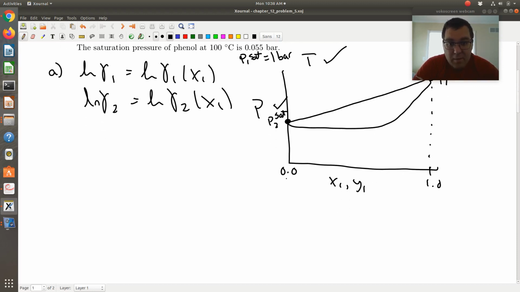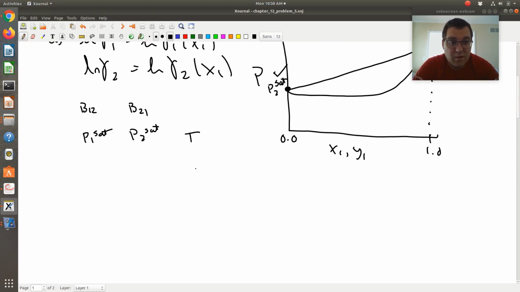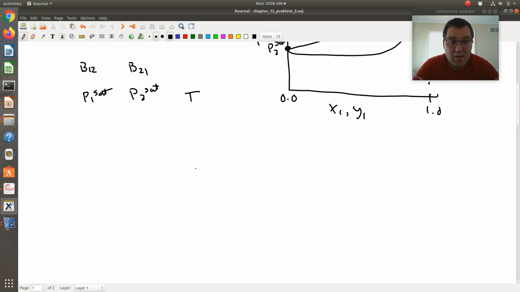Well, I'm going to think about it in terms of Excel. If I were setting up an Excel sheet, I have some cell with B12, I have B21, my Van Laar parameters, I have P1 sat, I have P2 sat, and I could put temperature in a cell too. Even though I don't explicitly need temperature, remember the purpose of temperature is that P1 sat and P2 sat are only functions of T, so it's equivalent to knowing T in this case.